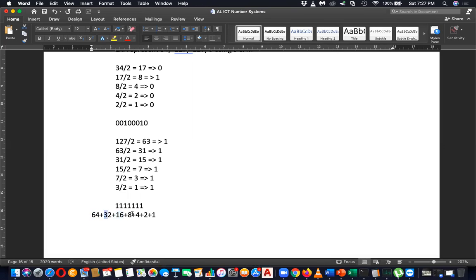64 plus 16 is 80. 32 plus 8 is 40. 40 plus 80, 120 altogether. Or otherwise, 64 plus 32, 96. And 96 plus 16 is 112. 112 plus 8 is 120. 120 plus 4 is 124. 124 plus 2 is 126. And finally, 126 plus 1 is 127. Likewise, you can recheck your own answer. That's the beauty. So if you get wrong answer, it can be identified.